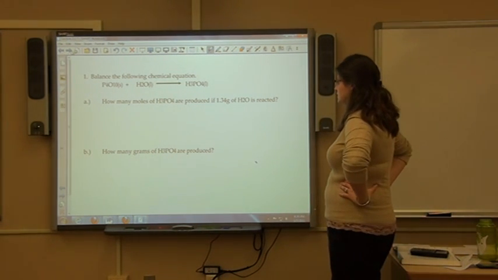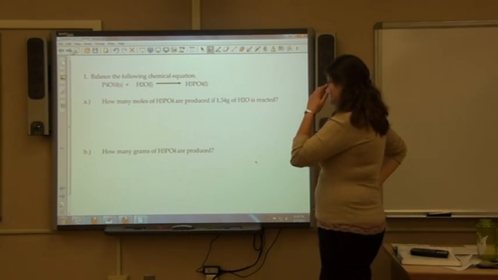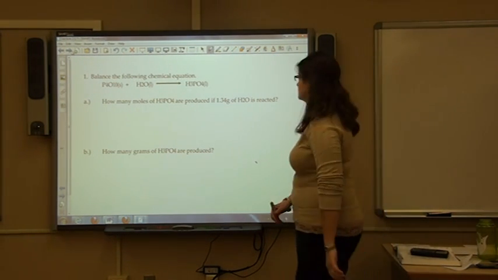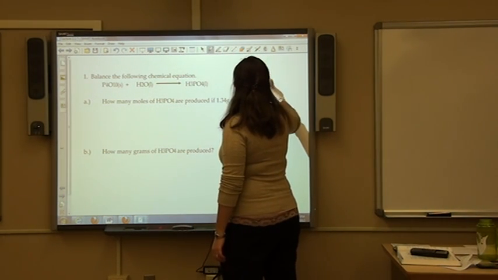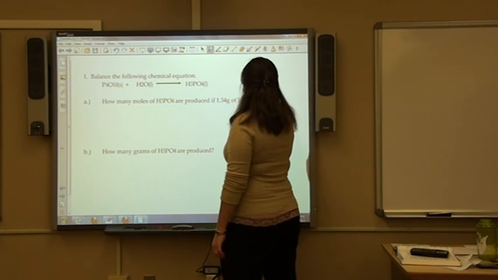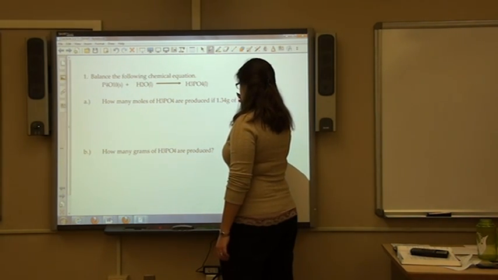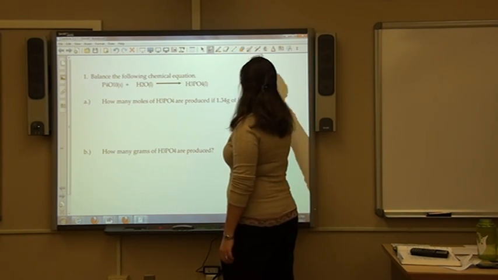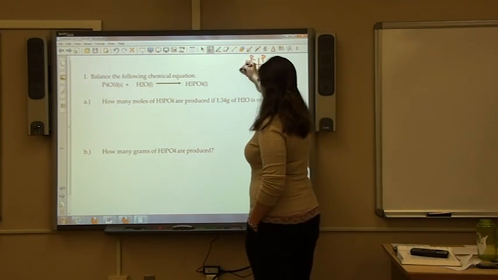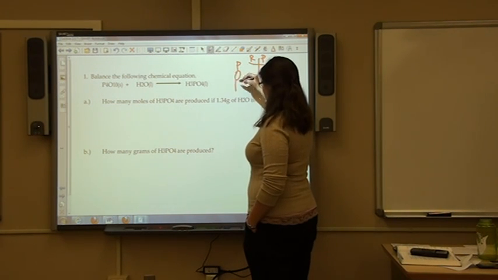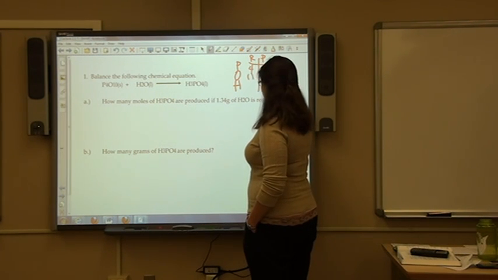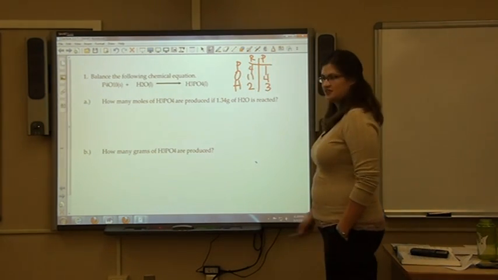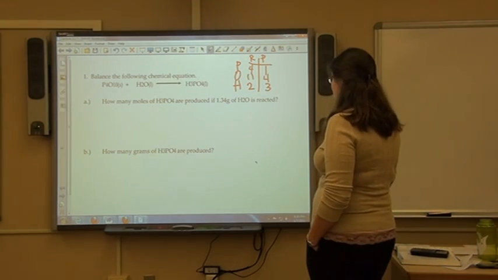Okay, so let's just do this one together. Balance the following chemical equation. I don't even have my answer key here, so here's where I'll show you how horrible I am at balancing equations. I am bad at it. I have what's called very bad spatial intelligence, so it's hard for me to see what to do.